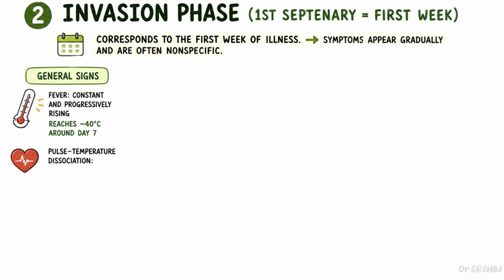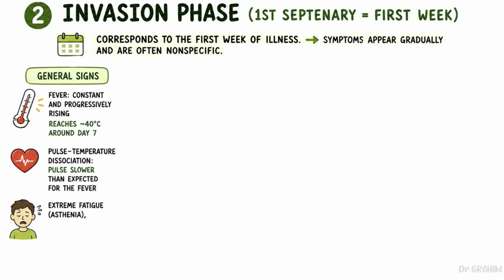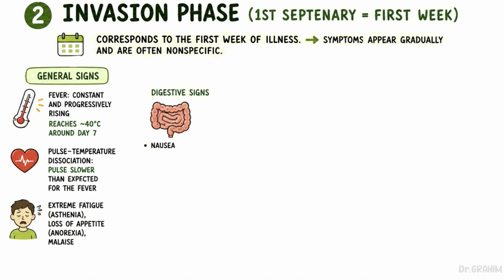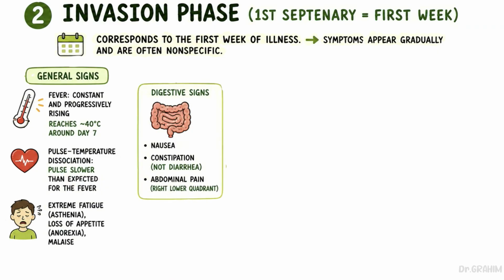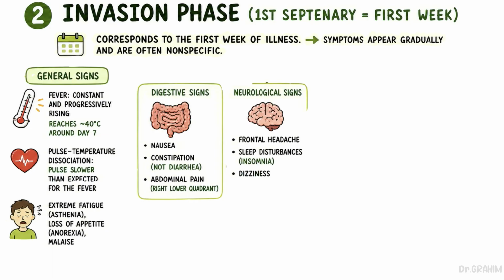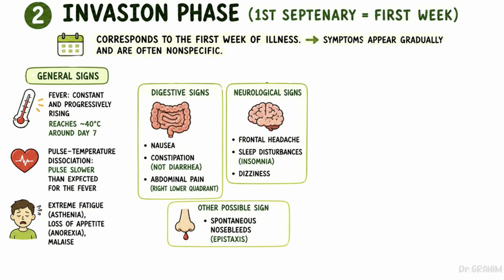Normally, when the temperature rises, the heart rate or pulse accelerates. In typhoid fever, the pulse remains relatively slow compared to the fever, which is a typical but not always present sign. Other general symptoms include extreme fatigue, also called asthenia, loss of appetite or anorexia, and general malaise. Patients may also experience nausea, constipation rather than diarrhea, which is often counterintuitive, and abdominal pain, particularly in the right lower quadrant. Frequently present neurological signs are frontal headaches, sleep disturbances like insomnia, and sometimes dizziness. Other possible signs include spontaneous nosebleeds, also called epistaxis.